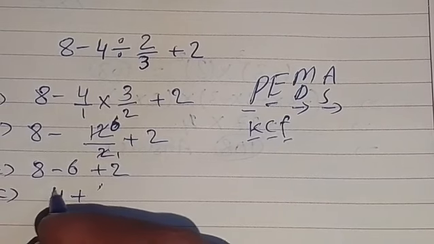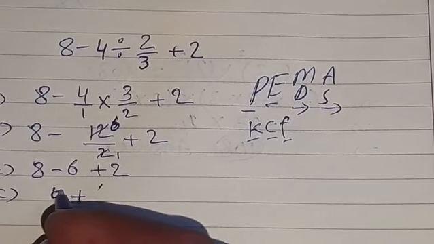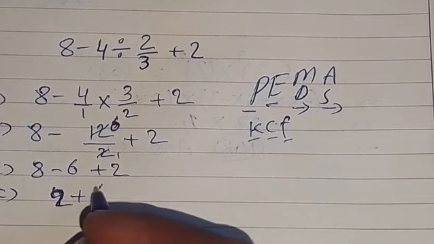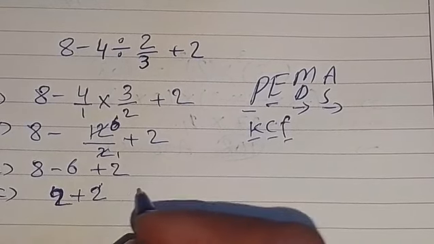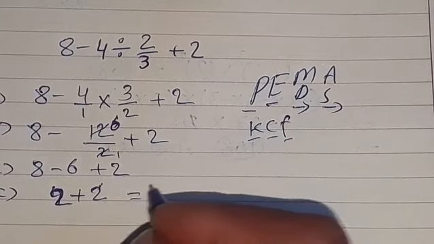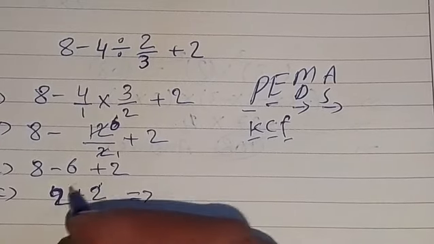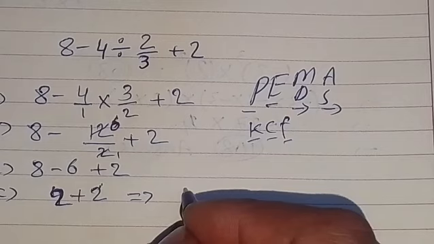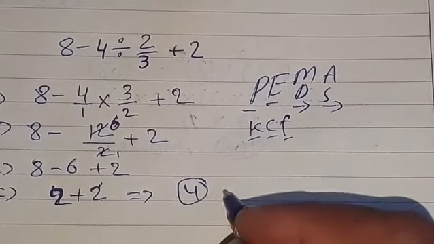So they give us 2, sorry, 8 minus 6, they give us 2, plus 2. So the answer is 2 plus 2 gives us 4. So the final answer is 4.